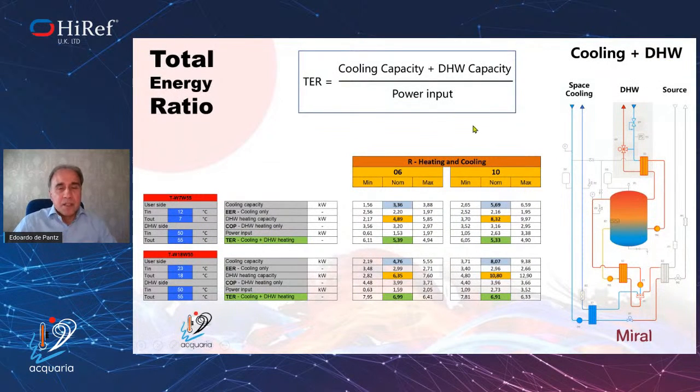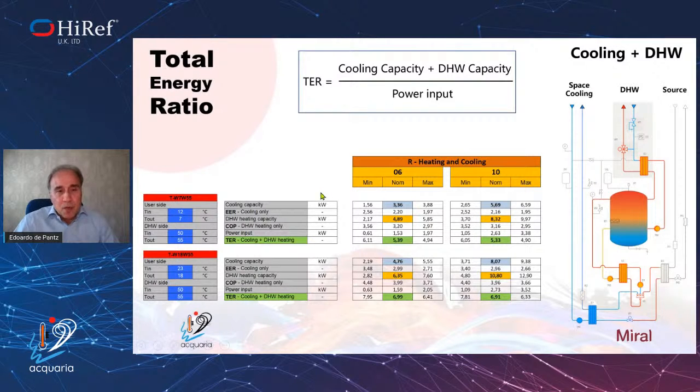This is a simple formula we created to explain this. We call it total energy ratio. Let's say we calculate, in this situation, the cooling capacity plus the domestic hot water capacity in the tank replenishment, divided by the power input, and we call this the total energy ratio. We can see two examples here. For example, 7/12 on the cooling side, or 23/18 in case of underfloor cooling, so underfloor cooling or fan coil cooling. And on the domestic water side, 50/55.